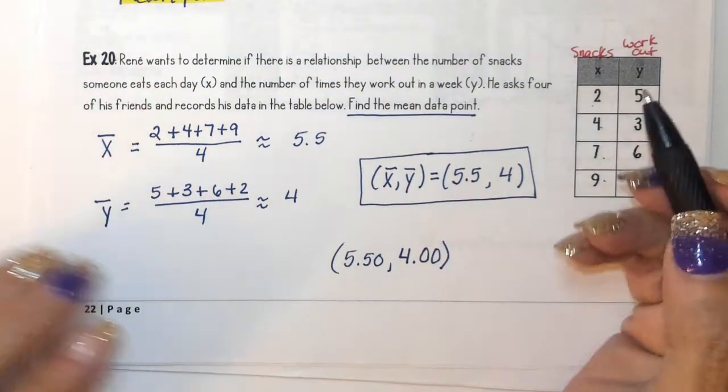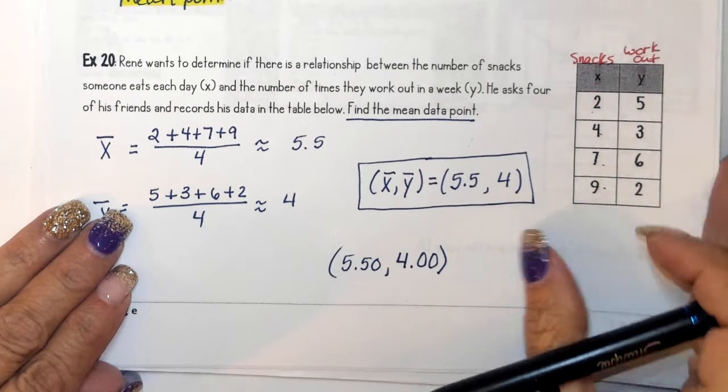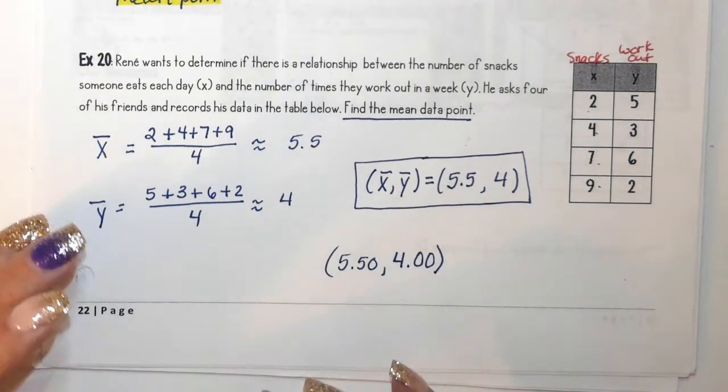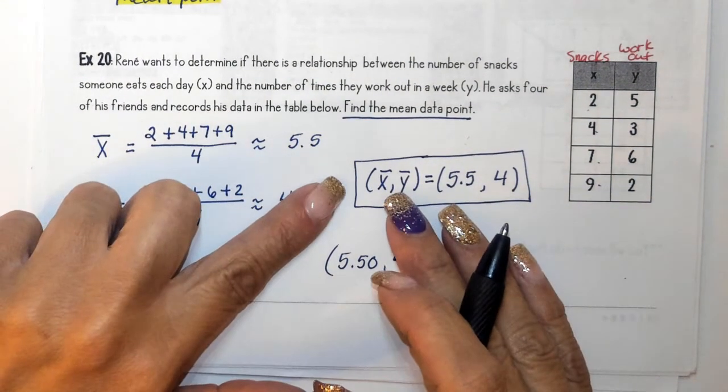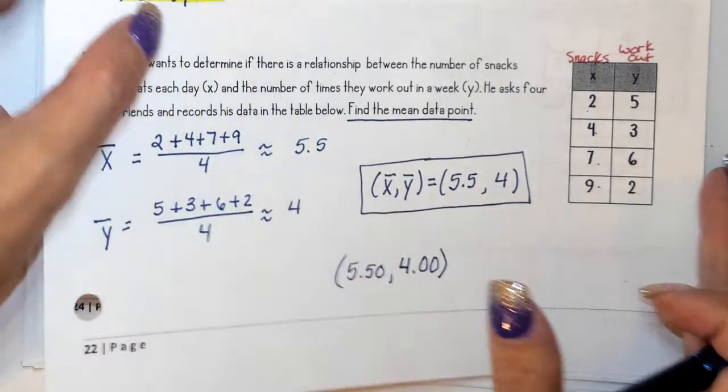When you go to do your IA, if you decide you want to use linear regressions, which a lot of you will, and when we go to do Barbie Bungee, you can use that mean data point in your paper. It's super interesting to kind of look at.